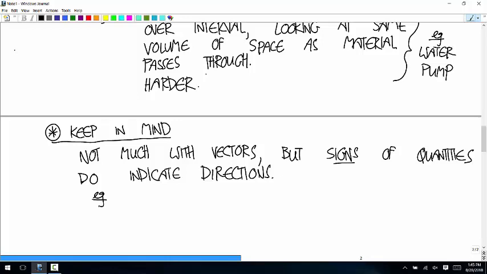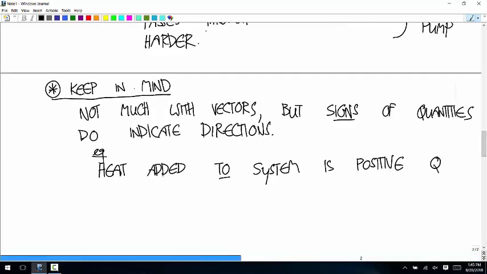An example is, in this class, we're going to say that heat added to the system is positive and it's indicated with a variable capital Q. So in order to have a positive value of the variable Q, heat has to be added to whatever you're isolating as a system. On the other hand, work done by the system is positive capital W.